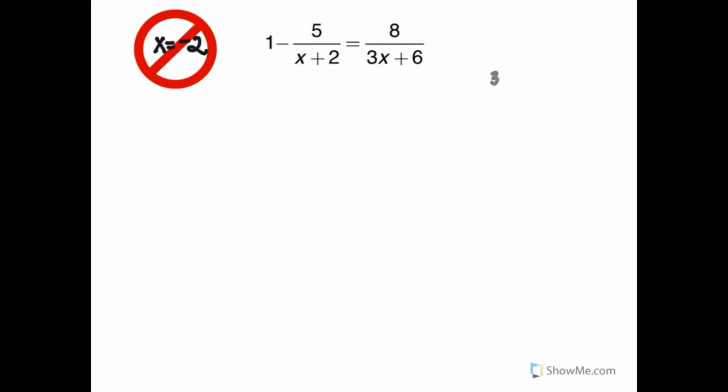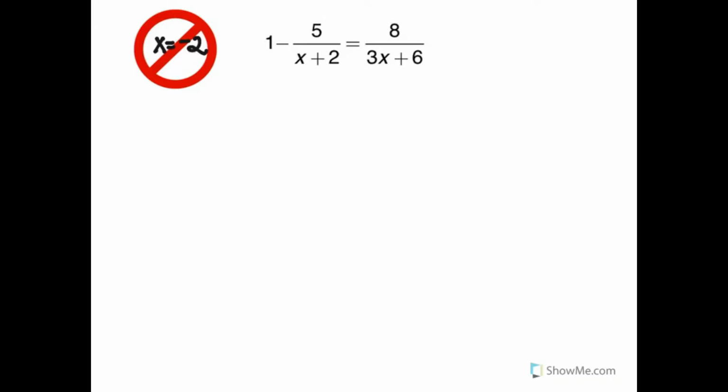So if I set 3x plus 6 equal to 0 and I solve, I get 3x equals -6 and x equals -2. So the only forbidden value here is -2, and we've found it. Now if we solve and we get a solution of x equals -2, we'll know that it's not a real solution that will work in the equation.